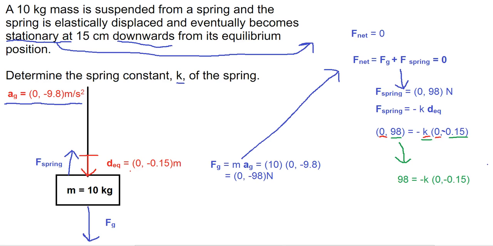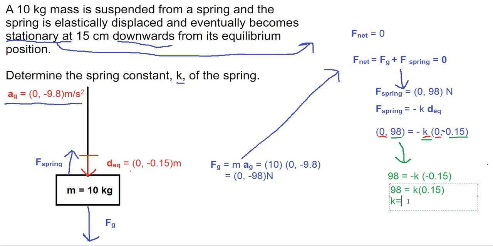All right. So putting these together, you can rearrange this. We're just going to start this over because I messed this up. We'll rewrite this here: 98 is equal to negative k times negative 0.15. There we go. And you can rearrange this and solve this. The two negative signs will cancel out. And this gives you a nice single variable equation that you can solve for.